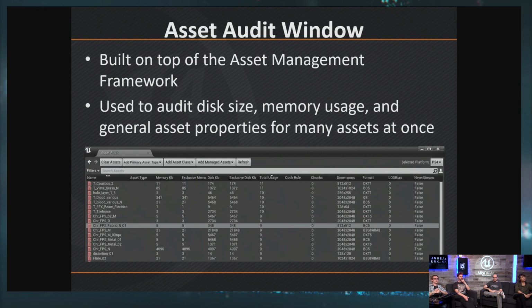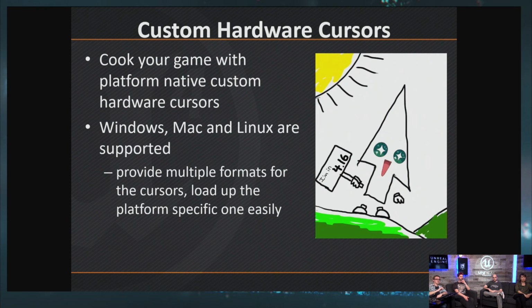Next up is the asset audit window, which is a part of the asset management framework. This allows you to see a lot more details about your assets all at once in one nice fancy list with all of their properties. It's a really nice little improvement if you're trying to optimize, cook out, take things out, and figure out what's going south as far as bad assets or assets that are way too large or a problem.